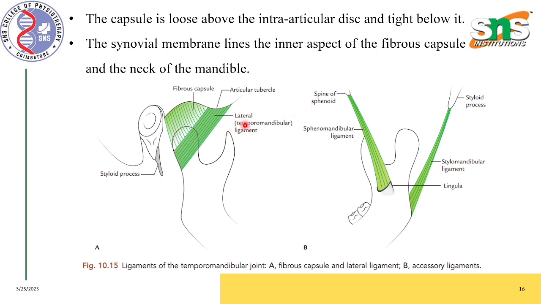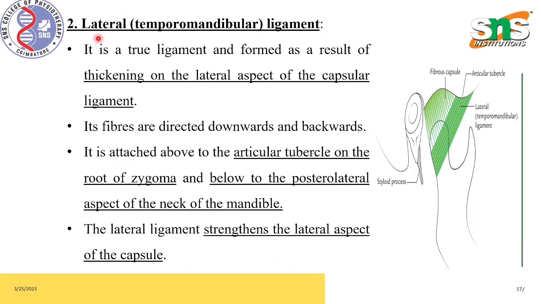Next, the ligaments which provide stability to your temporomandibular joint include your lateral temporomandibular ligament, sphenomandibular ligament and stylomandibular ligament. The attachments and the function will be explained in detail in the upcoming slides. The next ligament is your lateral temporomandibular ligament. It is a true ligament and is formed as a result of thickening on the lateral aspect of the capsular ligament. So actually this lateral temporomandibular ligament is the thickened part of the capsule of your temporomandibular joint.